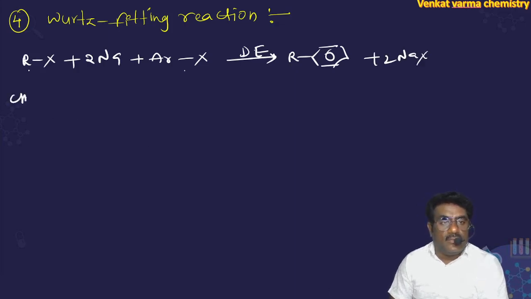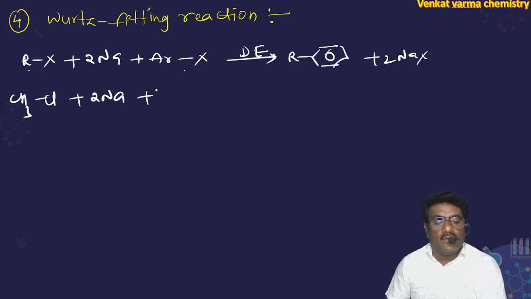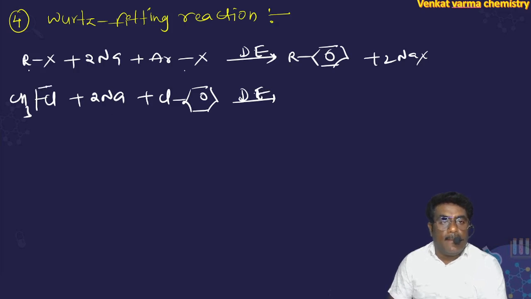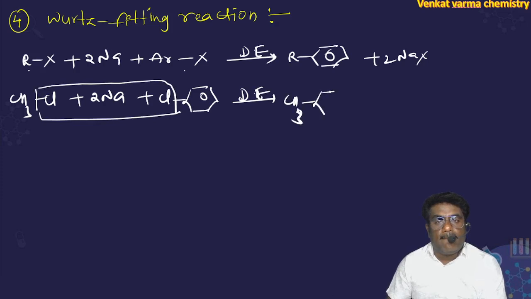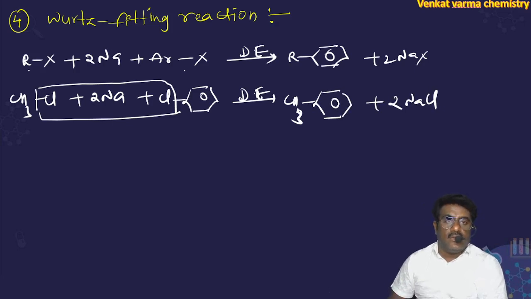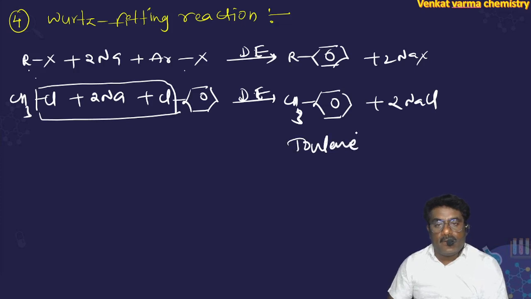So, for example, methyl chloride with sodium in dry ether and chlorobenzene. It gives what? Simply toluene and sodium chloride. This is for Wurtz-Fittig. It means one alkyl halide and one aryl halide in the presence of sodium in dry ether give an alkyl benzene, which is toluene.